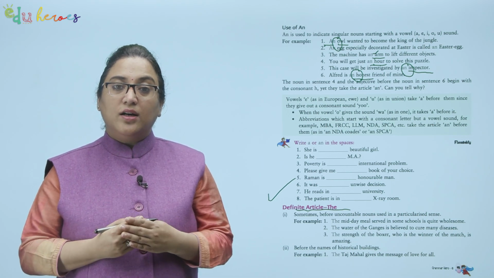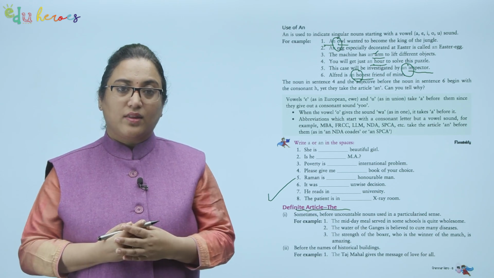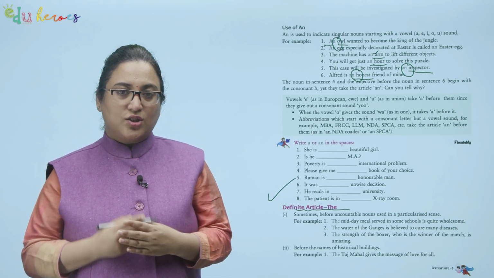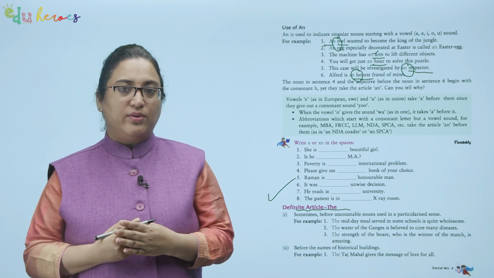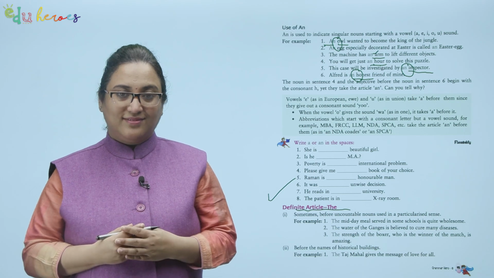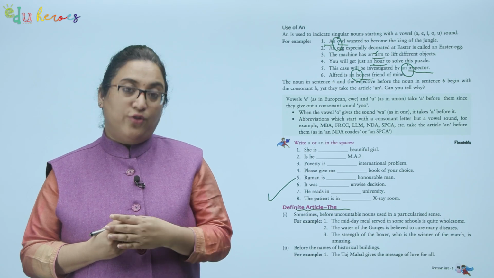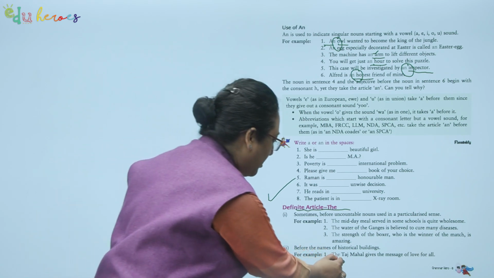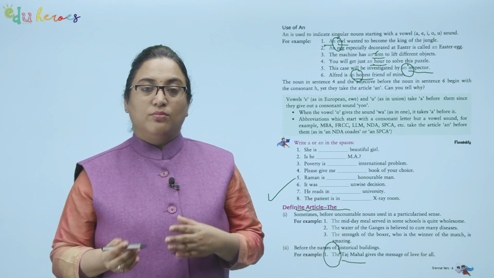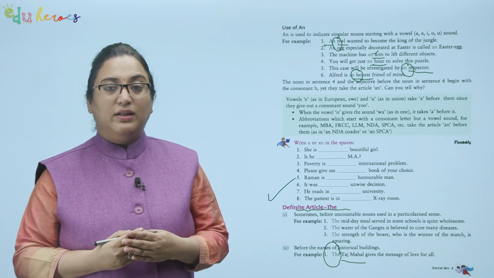Here, the is used before an uncountable noun such as water. Second case could be before the names of historical buildings. So this is pretty easy to remember provided we know and identify those historical buildings. For example, the Taj Mahal gives the message of love for all. So Taj Mahal is the historical building. Hence, we will use the before it. So keep this point in mind whenever we are writing about historical buildings.